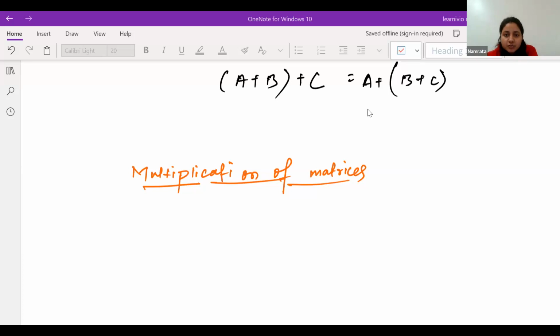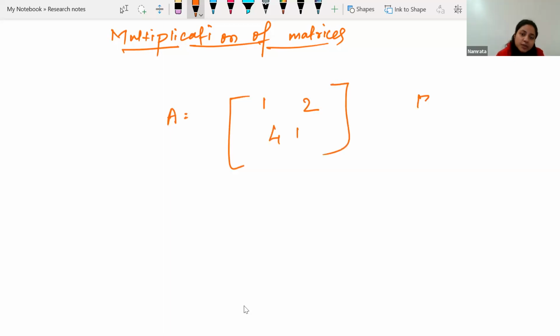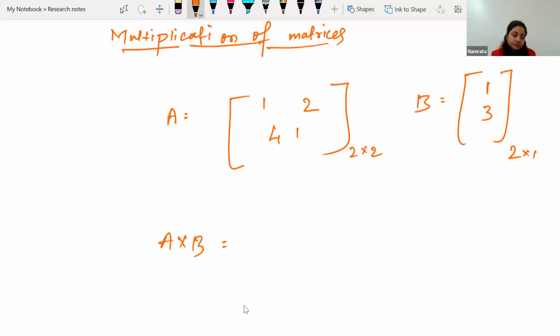Let's take one example and move ahead. Quickly we'll be doing it, because I believe you all are aware of the rule we have to follow while doing the multiplication. So if we have matrix A as 1 2 4 1, and matrix B as 1 3, the order of A is 2 cross 2 and the order of B is 2 cross 1. If we have to find A cross B, how will we do it? Tell me what will be the elements in A cross B?